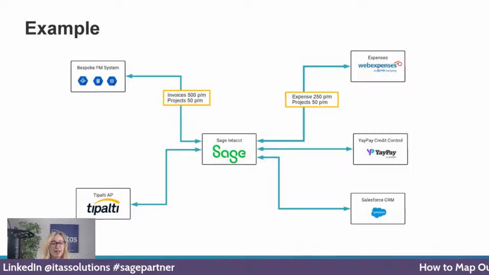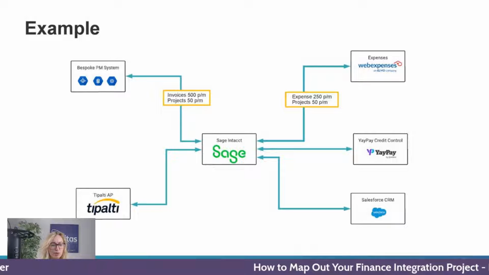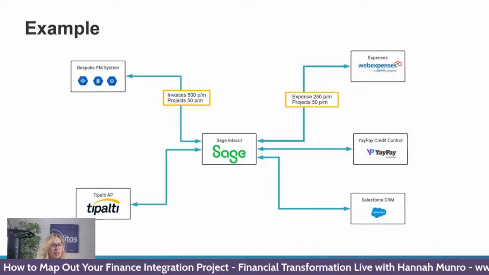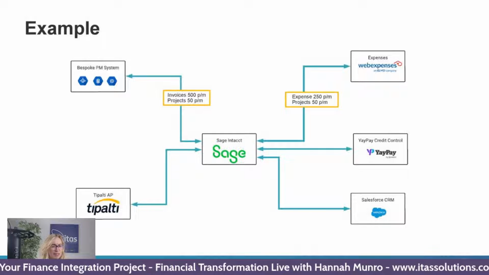I'll also start thinking about what type of integrations they are. Remember those 4 categories of integrations that we talked about? At this point I might say we've got an expenses integration, and I know that there's a pre-built integration between Intacct and Web Expenses.